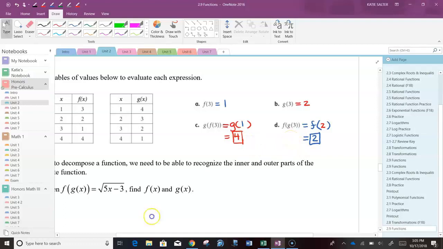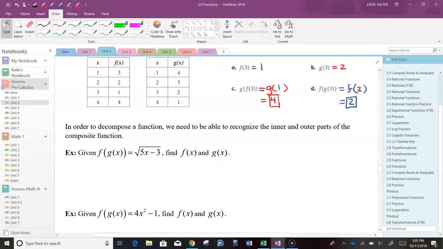So we've worked on composing functions. Now let's discuss decomposing functions. This is the exact opposite of composing. In order to decompose a function, we need to be able to recognize the inner and outer parts of the composite function. So given f of g of x equals the square root of 5x minus 3, find f of x and g of x.